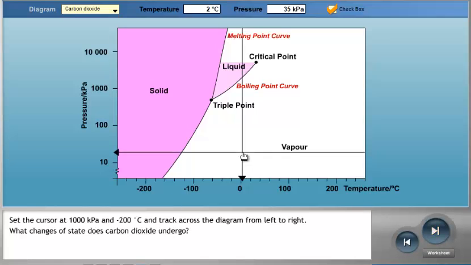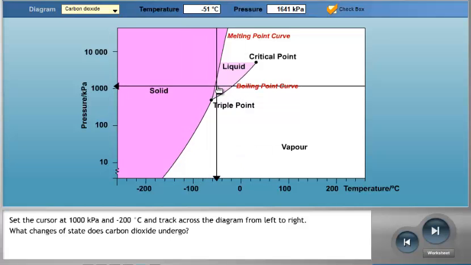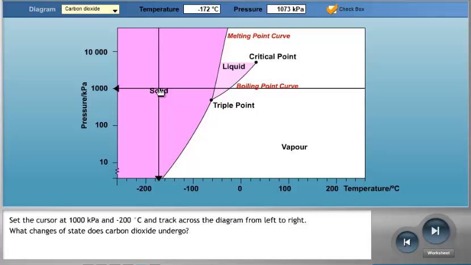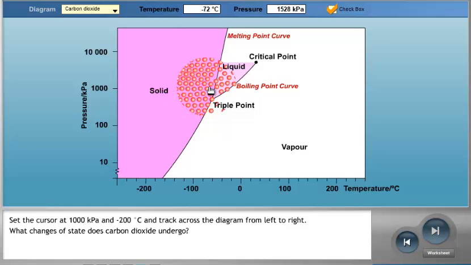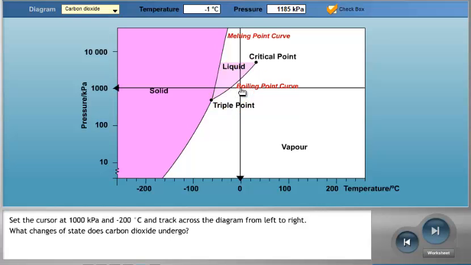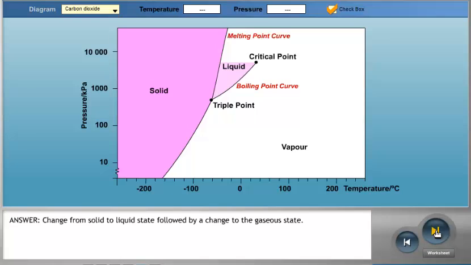Set the cursor at 1000 kilopascals and minus 200 degrees Celsius and track across the diagram from left to right. What changes of state does carbon dioxide undergo? Answer: change from solid to liquid state followed by a change to the gaseous state.